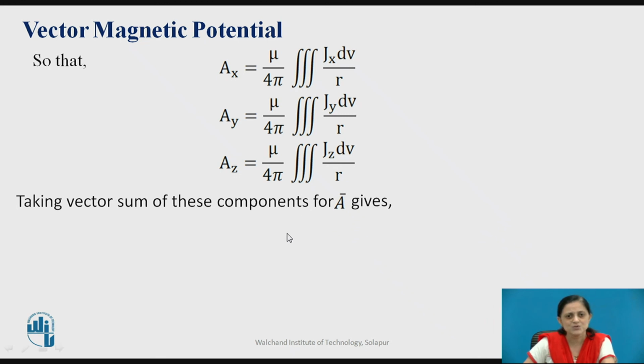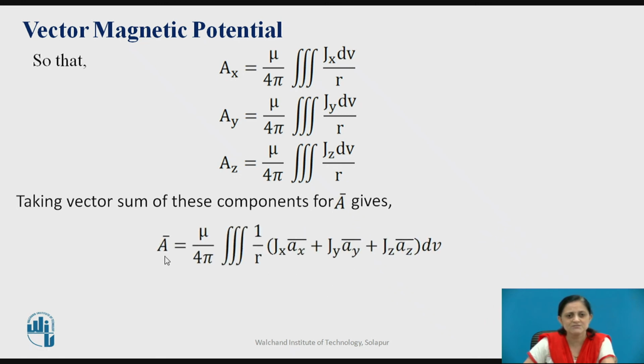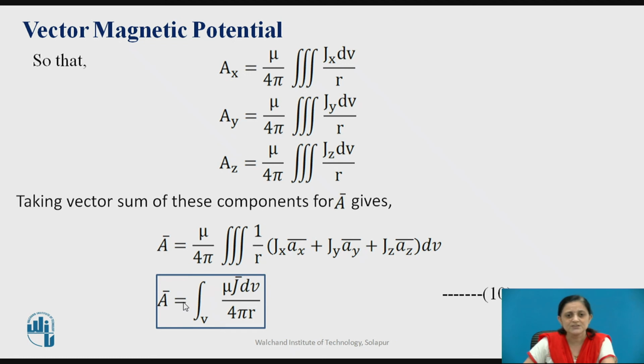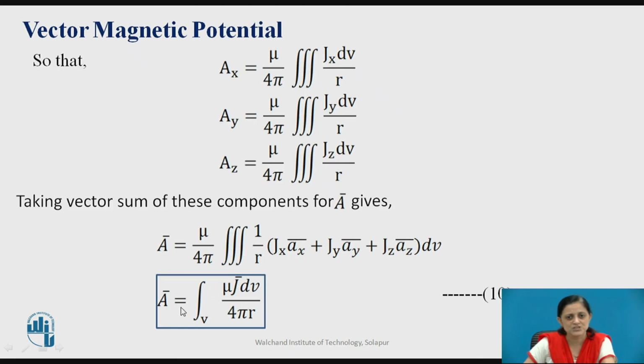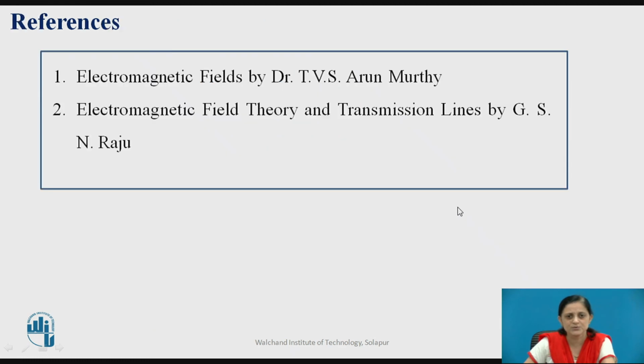Taking the vector sum of these components for A bar, you get A bar equal to mu upon 4 pi triple integration of 1 upon R times (Jx a bar x plus Jy a bar y plus Jz a bar z) dV. So here A bar is equal to the integration over the volume of mu J bar dV by 4 pi R. This is the equation for the vector magnetic potential, given by equation number 10. Thus, you can derive the equation for the vector magnetic potential. These are the references used for today's session. Thank you.